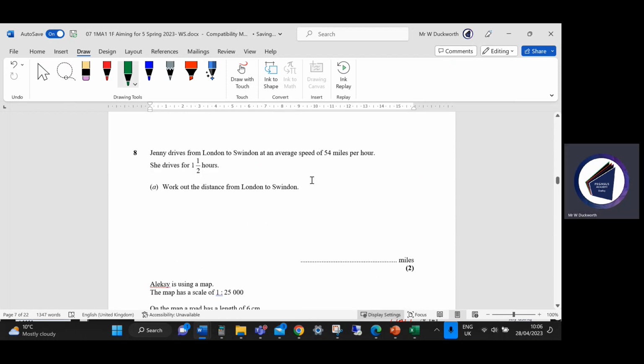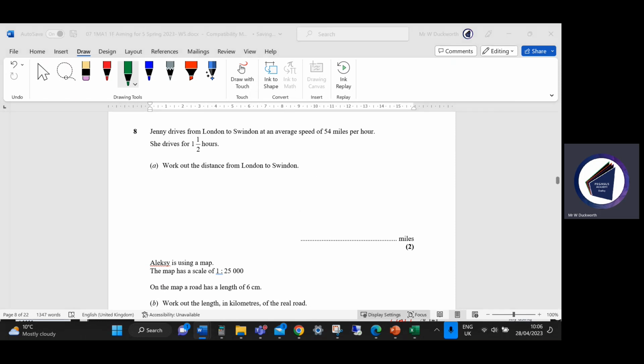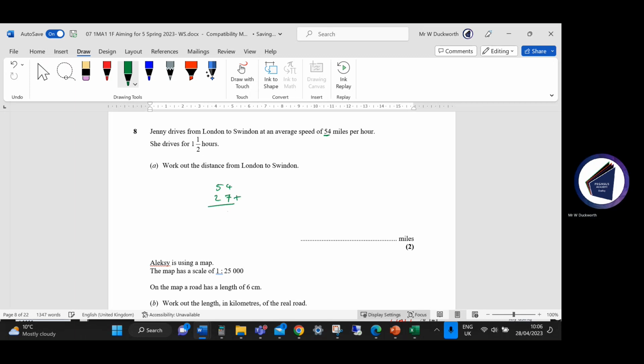Jenny drives from London to Swindon at an average speed of 54 miles per hour. She drives for 1.5 hours. Work out the distance from London to Swindon. So it is 54 times by 1.5. So that's going to be 54 plus half of 54, so 27. So we're looking at 81 miles.